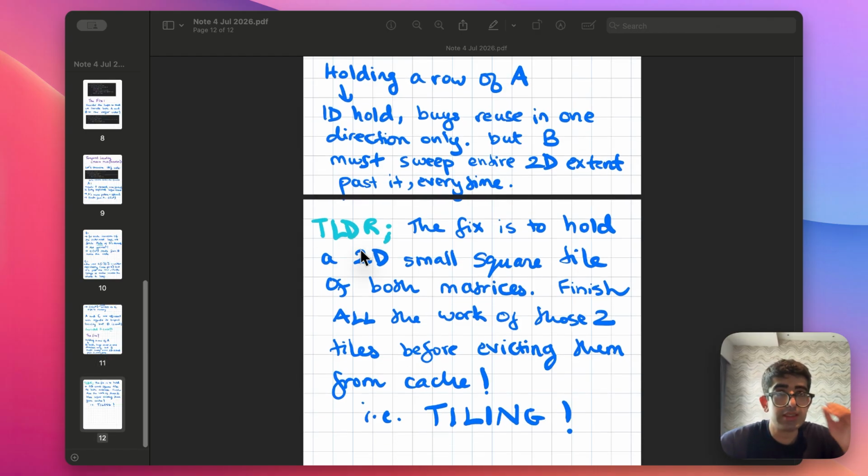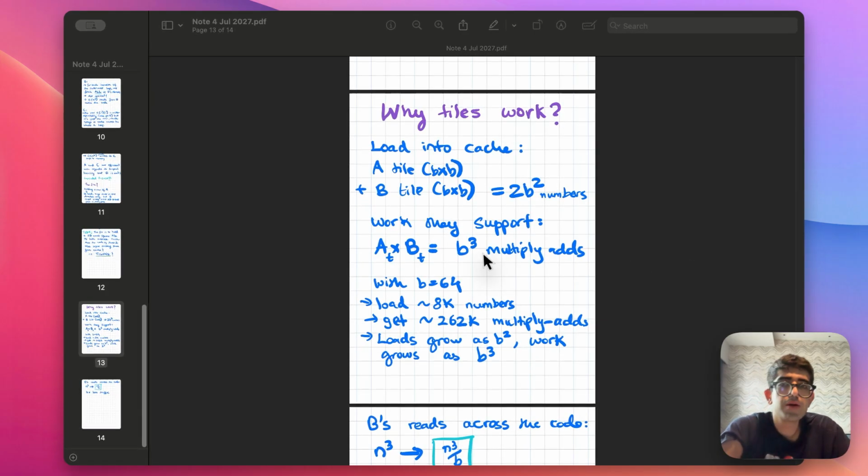Now, the TLDR version of the fix is, instead of doing a 1D hold, to hold a small 2D square tile of both matrices A and B and finish all of the work of those two tiles before evicting them from the cache. And this fundamental concept is called tiling. Okay, so now let's take a look at why this tiling approach works in the first place.